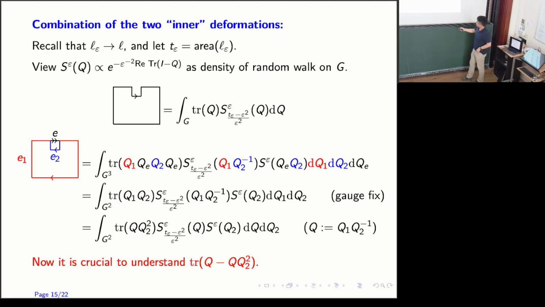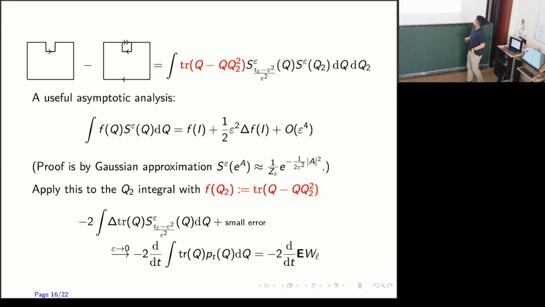Okay. So how to do this? How does the area derivative pop up? Again, I just summarize the difference between the two deformations. I get this trace of the difference. Now we need some asymptotic analysis. So this says that if you integrate some function against the random walk transition probability, so this random walk can only take one very small step, so it's still very close to the identity. If epsilon is just 0, then it's actually just the delta function at the identity, then this just gives you f at the identity.